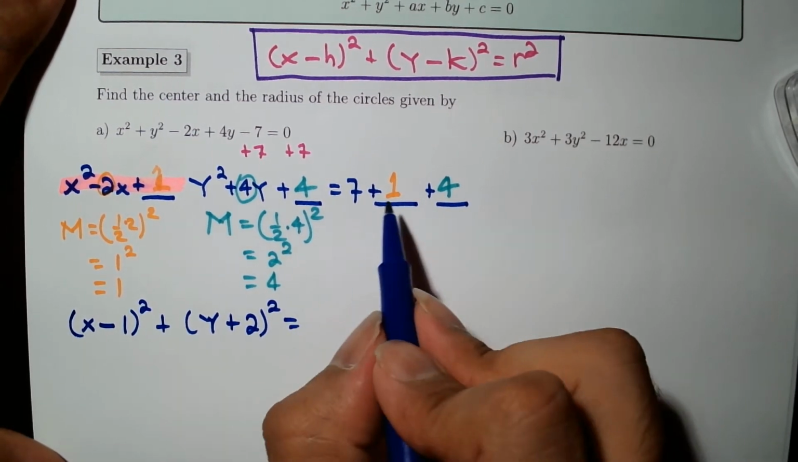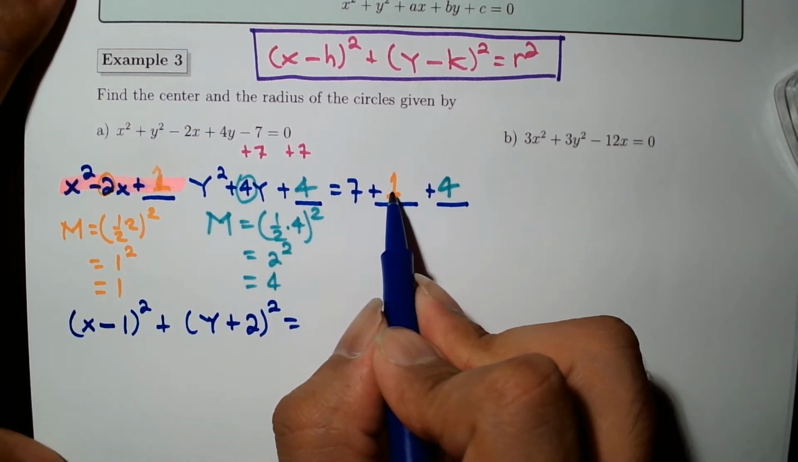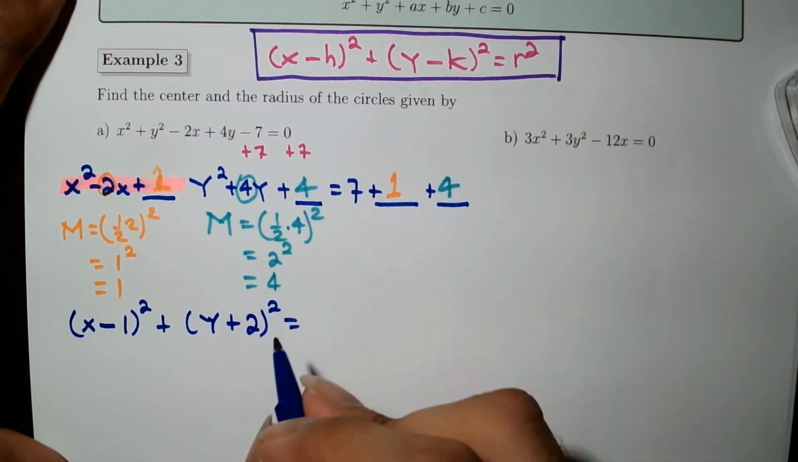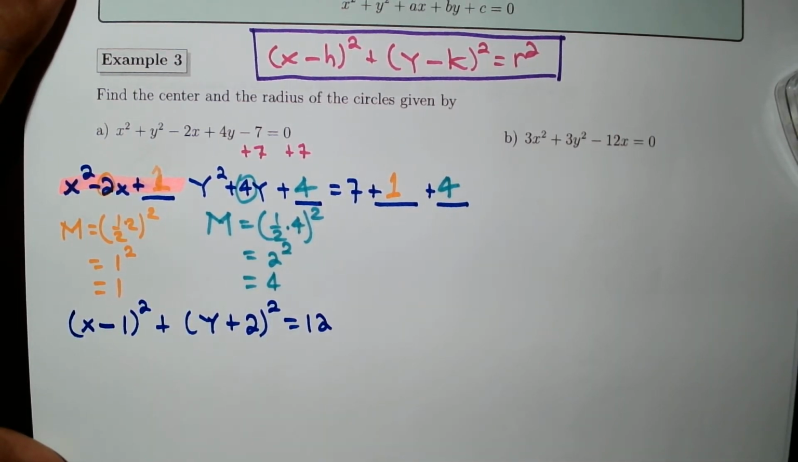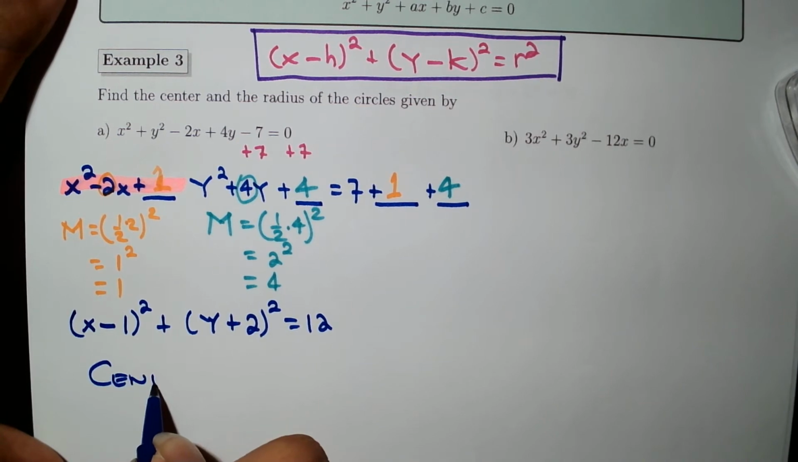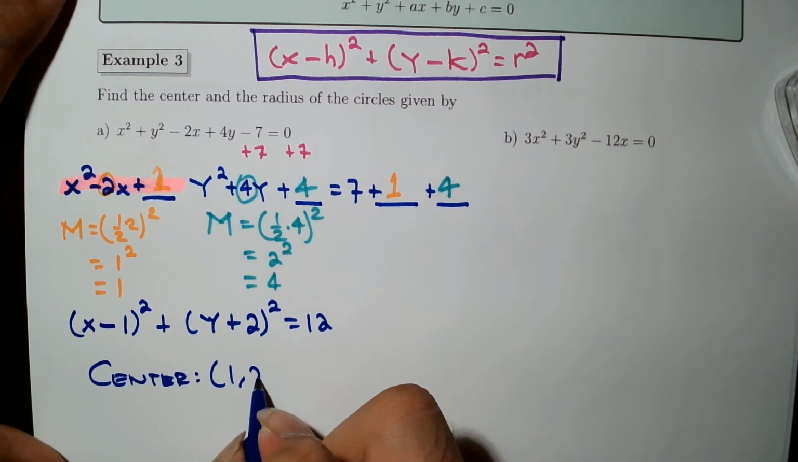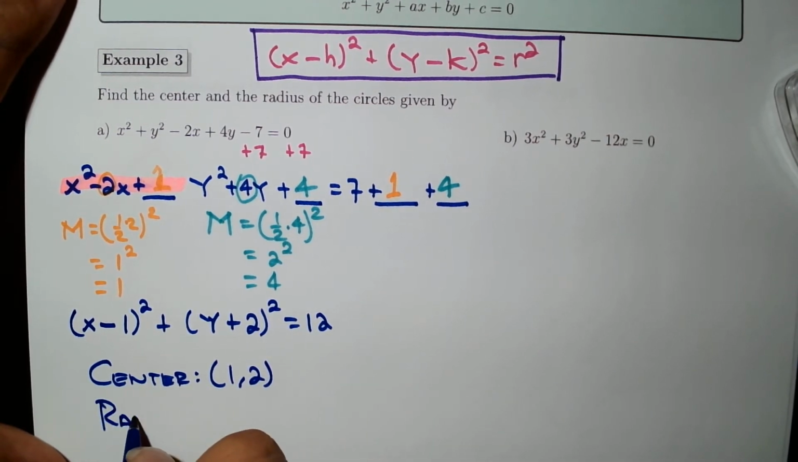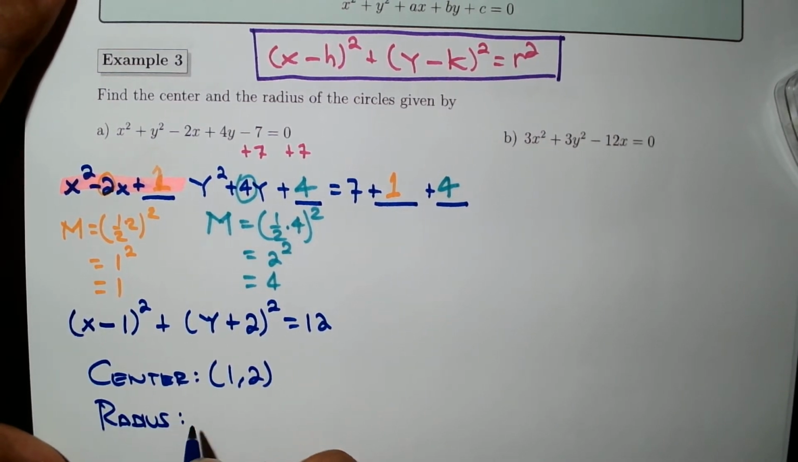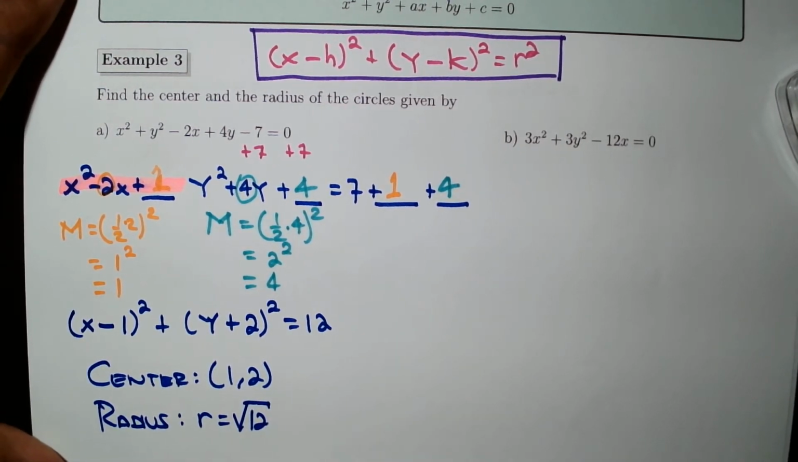On the right hand side, 7 plus 1, that's 8. 8 plus 4, that's equal to 12. Okay, so that's going to be equal to 12. So from here we get that the center is 1 comma negative 2, and the radius equals the square root of 12.